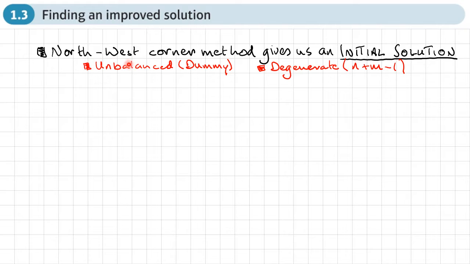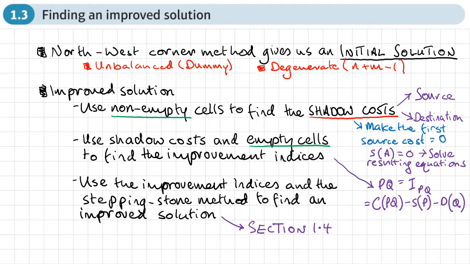When we use the northwest corner method, we need to remember to check whether our matrix is balanced or unbalanced, in which case we'll need a dummy, or whether it's degenerate or not, and then we'll check the number of cells used against n plus m minus 1.